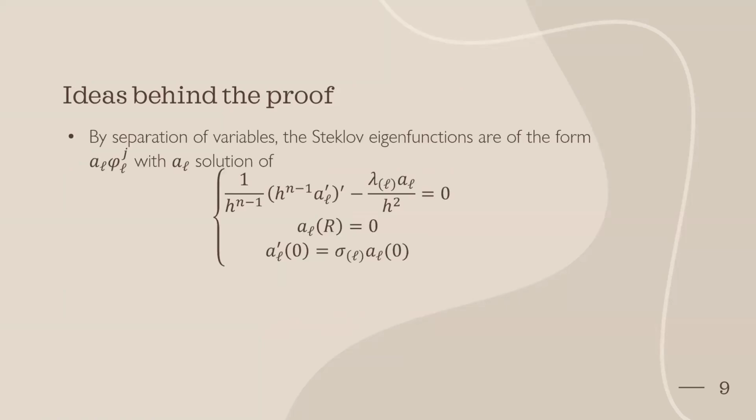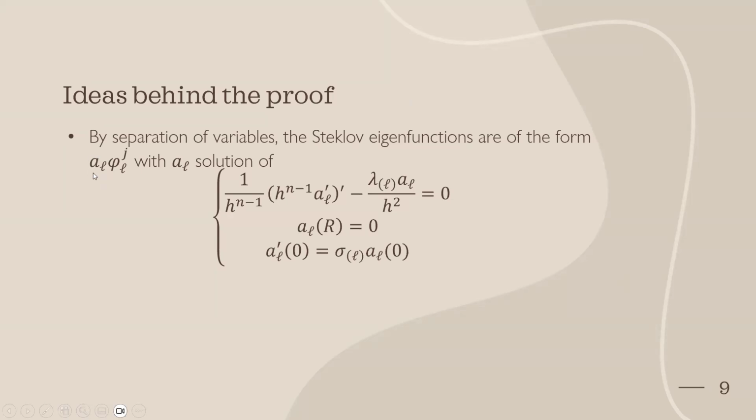So in this presentation, we'll be seeing a lot of ideas of proof because they are quite nice and quite simple. The idea will always be the same. We try to solve the Steklov problem, and since we are on a product, we can use separation of variables to solve it. So we are guessing that the Steklov eigenfunctions are of the following form.